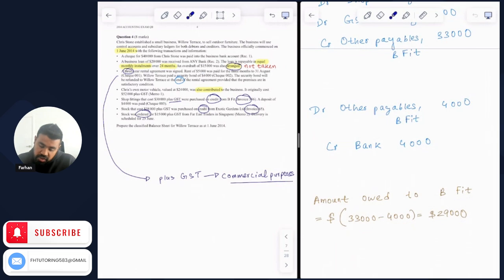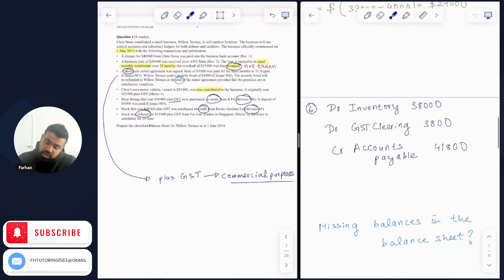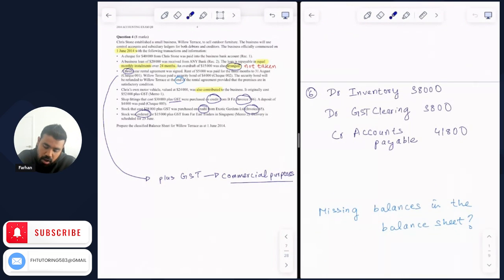Okay, so let's move to transaction number 6. Stock that costs $38,000 plus GST was purchased on credit from Exotic Gardens Limited. Again, you'll see it's an invoice as the source document, because we have purchased the inventory on credit.